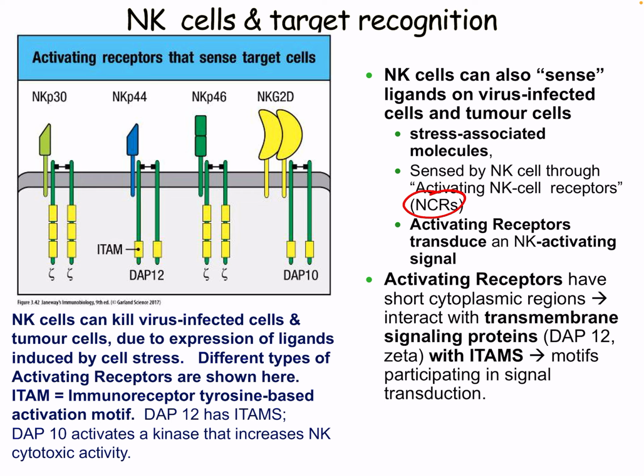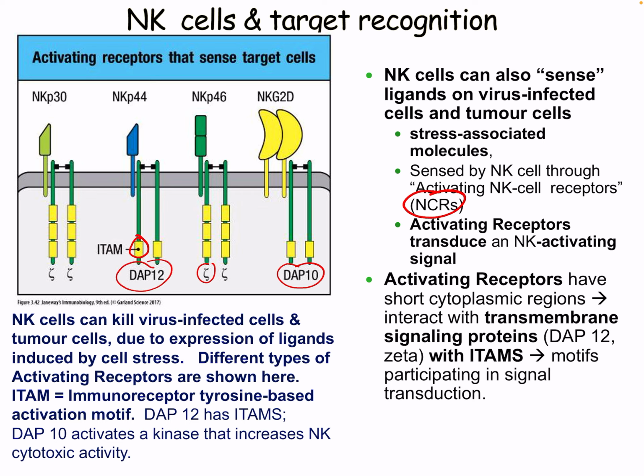So activating receptors have short cytoplasmic regions and interact with transmembrane signaling proteins including DAP12, zeta, and DAP10, which have ITAMs. As you can see here, ITAMs are depicted as yellow rectangles, which you can see on these different cells, both on zeta and DAP10 and DAP12. And these motifs participate in signal transduction.